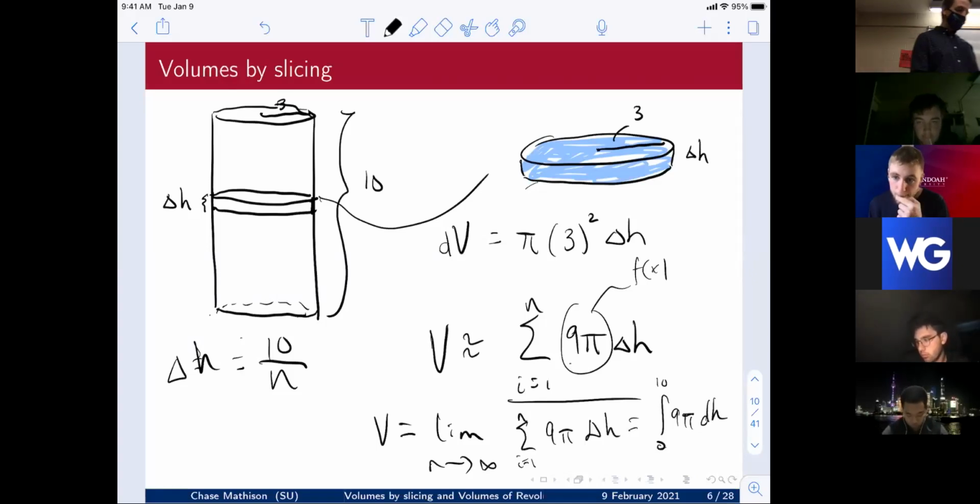But this process of taking slices, looking at one individual slice, will in general depend on which slice you're looking at. And then adding all those slices up is still going to work the exact same way every time. So the answer here is 90 pi.